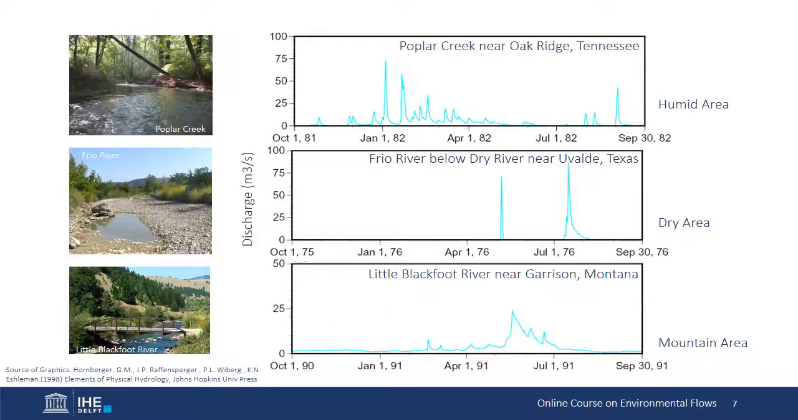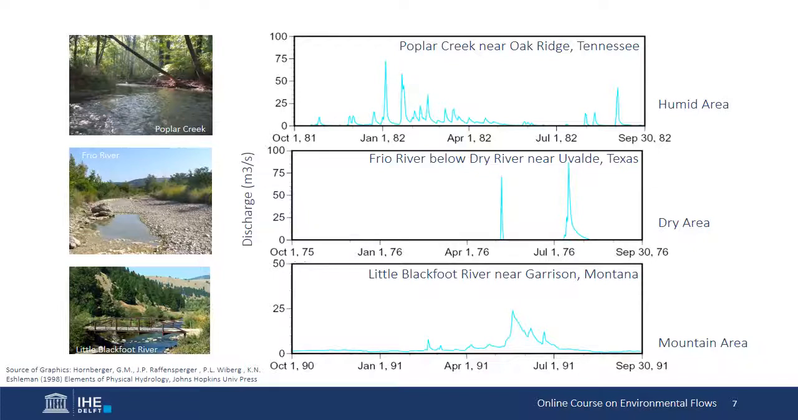As you also learned in Unit 2, flow regimes vary as a function of catchment area, climate, geology, topography, soils, and vegetation cover. The three hydrographs on this slide depict three common patterns. Poplar Creek in Tennessee is a perennial stream flowing year-round. This is a humid area receiving an average of 1,400 millimeters of rainfall per year, but there is no pronounced wet or dry season in the long-term record.